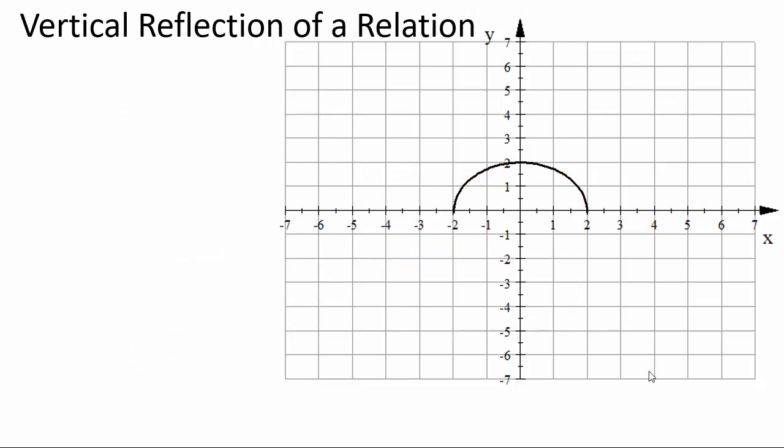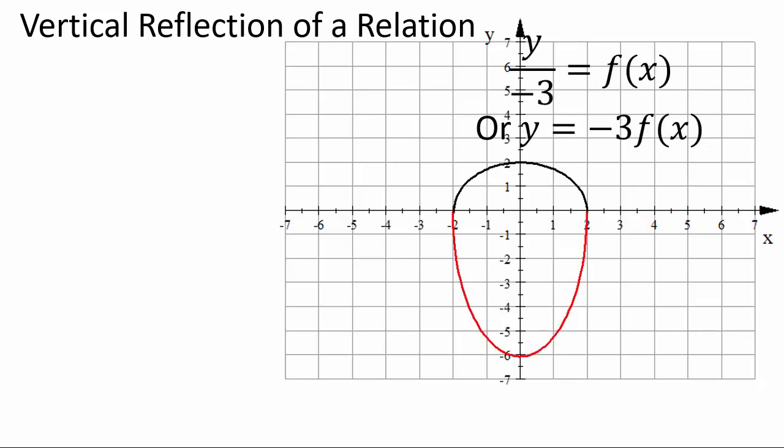Natural question would be, what happens if I multiply by a negative number? So let's take a look at y equals f of x. Either I look at y equals negative 3 f of x, or y divided by negative 3 equals f of x. The 3 is going to cause a vertical stretch, but with the negative, all the y coordinates, instead of being positive, are negative now. So we expect it to reflect across the x-axis. So you have y over negative 3 equals f of x, or y equals negative 3 f of x. So 2 times negative 3 is negative 6, and you can see that that causes a vertical stretch of 3, and it gets reflected across the x-axis.